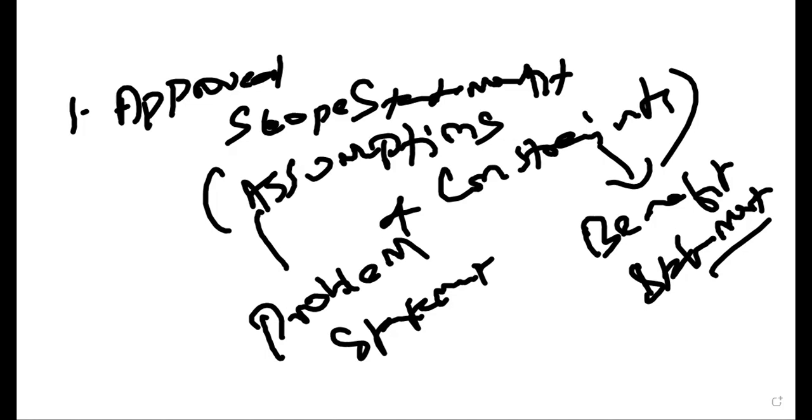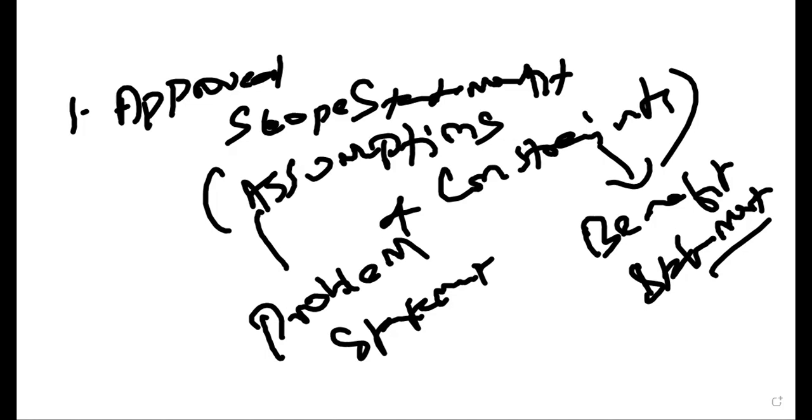So the assumptions which are going to impact your deliverables, and the constraints you have in bringing the deliverables, will be documented in the scope statement. You can have the assumptions and constraints within the scope statement, or you can have a separate standalone document for assumptions and constraints. That document is called the assumption log.